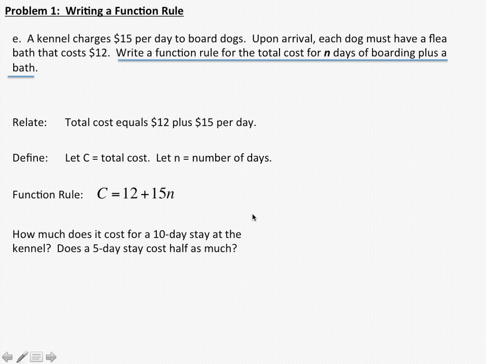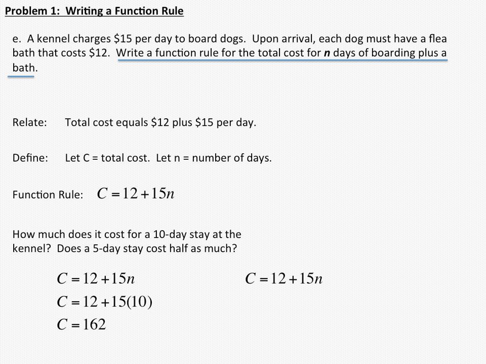All right, so how much does it cost for a 10-day stay at the kennel? Does a 5-day stay cost half as much? Well, if I have my equation, or my function, all I have to do is put in the 10 for the n, because n represents the number of days, and it said 10 days. 15 times 10 is 150, plus 12 makes 162. So a 10-day stay is $162.